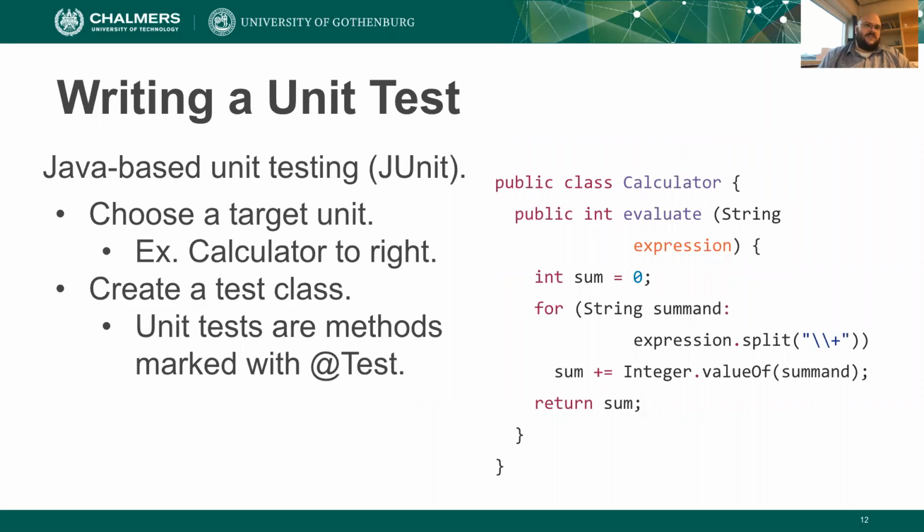And so just as an example, we have a simple calculator class here, right? And this has an evaluate method that takes in a string that's supposed to be some kind of expression. It's going to split it around plus signs and then add every element of it together. So it's basically just performing simple addition, taking in a string. And we want to test this, right?